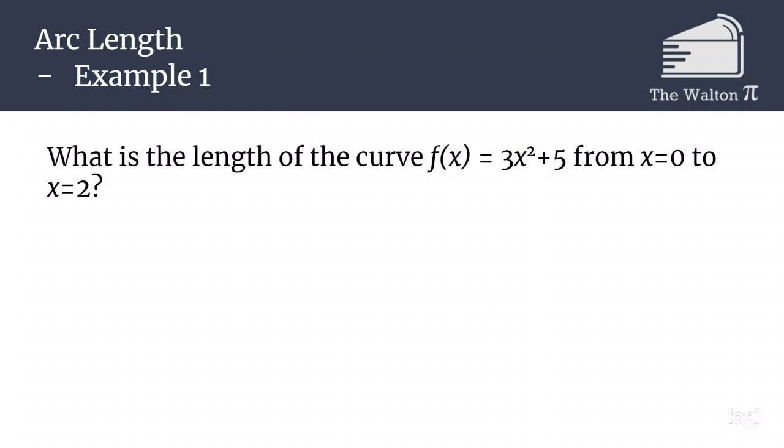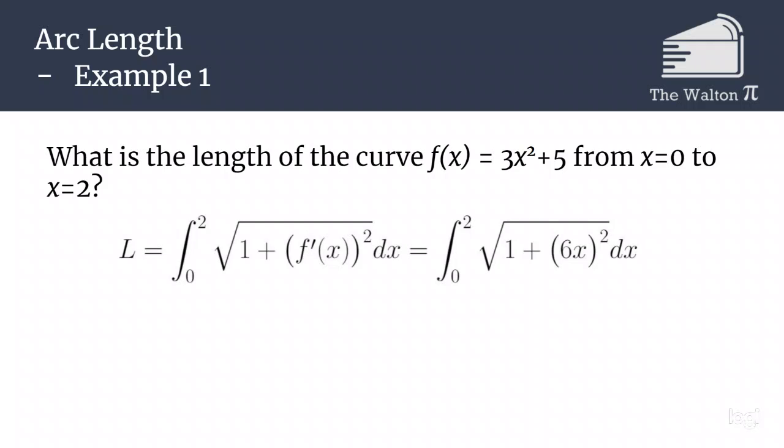Let's use that formula to calculate the length of the curve of f of x equals 3x squared plus 5 from x equals 0 to x equals 2. Arc length is the integral from a to b, so 0 to 2, of the square root of 1 plus f prime of x squared dx. f prime of x is going to be 6x. So it's the integral from 0 to 2 of the square root of 1 plus 6x squared dx.